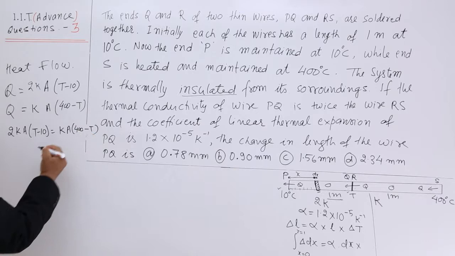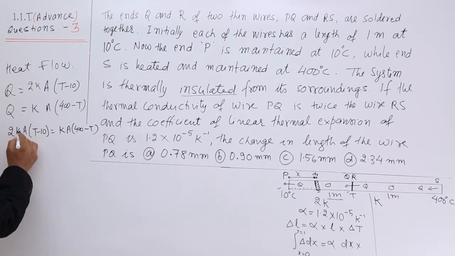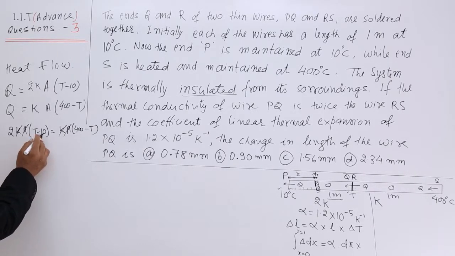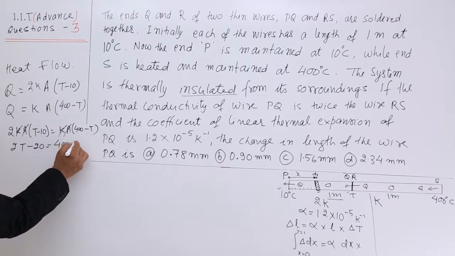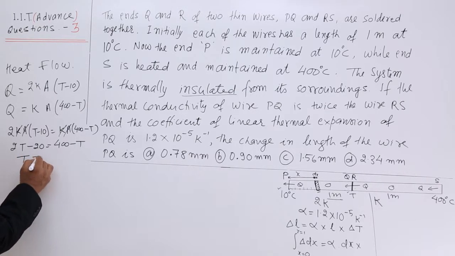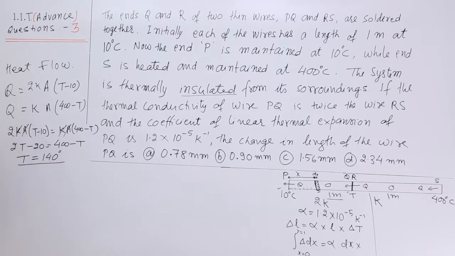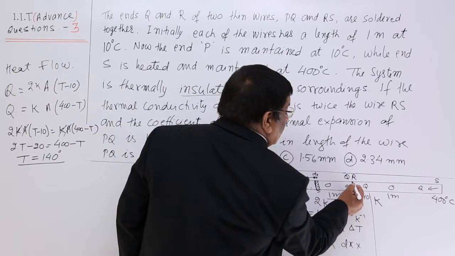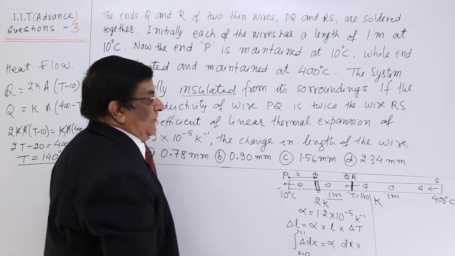400 minus T. So now in this, kA is cancelled. Now T minus 10 here, we open it, 2T minus 20 is equal to 400 minus T. So this T will come here as 3T is equal to 420. So T is equal to 140. So T is 140 degree Celsius. So temperature of this point is 140 degree.